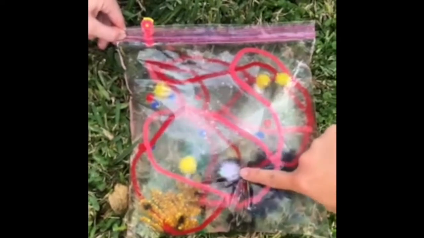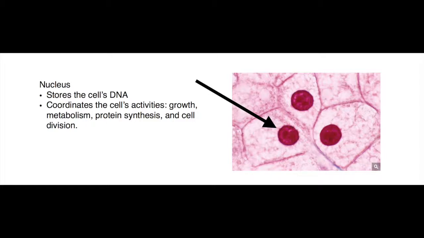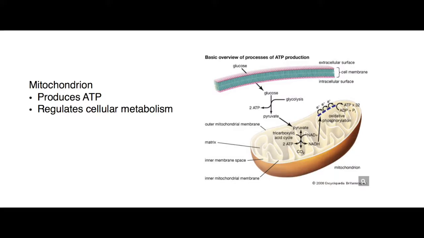The first organelle we will discuss is the nucleus. This is what stores the cell's DNA, and it is what coordinates the cell's activities, which include growth, metabolism, protein synthesis, and cell division. The next organelle is a little difficult to see in this demonstration, though it is the green and white puffball. The mitochondria is what produces the ATP and regulates cellular metabolism.